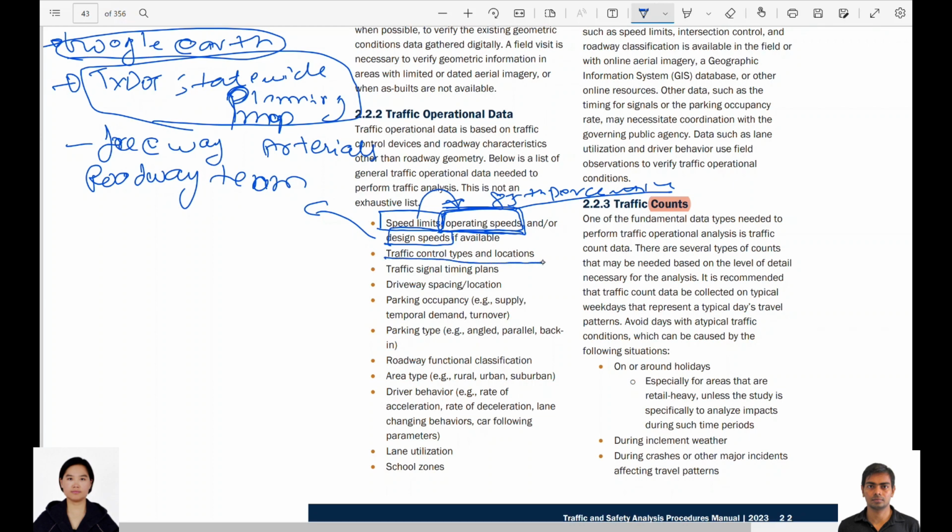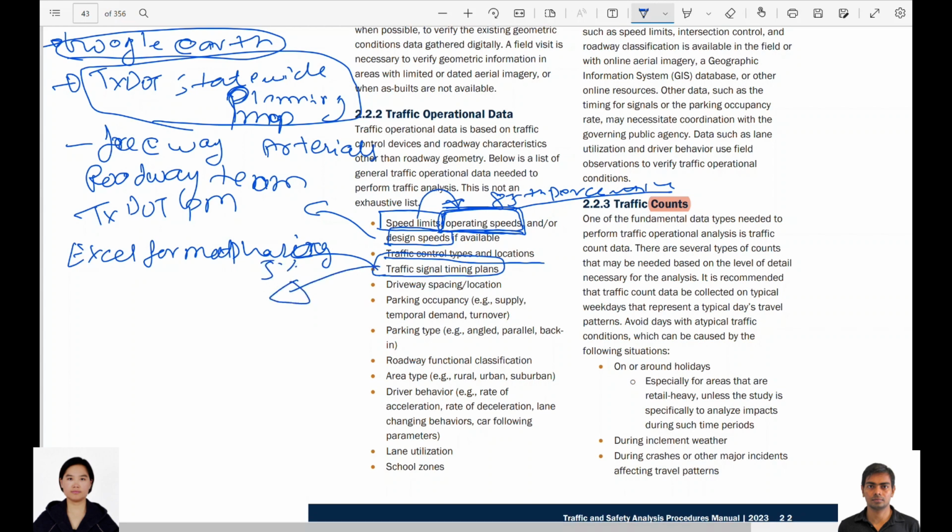Then we have traffic control type and locations from Google Earth. A traffic signal timing plan, we request it from our TxDOT PM. If we get lucky, we get it in an Excel format with phasing, which we can use. However, this is only about 5% of cases. In the majority of cases, the TxDOT PM sends a technician to the signal controller.